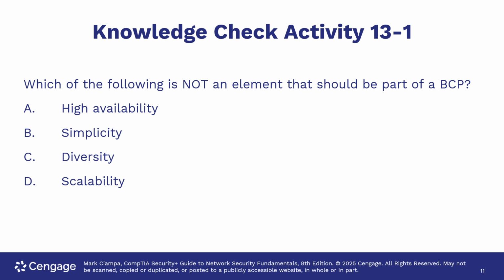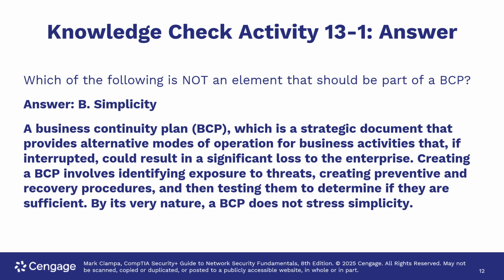Because right now our system is down. We need to figure out how we're going to use the business continuity plan to get ourselves back up and running. Those are high availability, simplicity, diversity, or scalability. Well, remember, not an element that should be part of a BCP is simplicity, because you don't need your plan to be simple, but it needs to be effective.